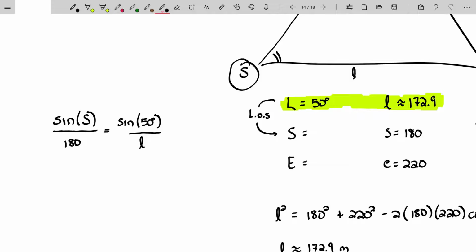I'll multiply both sides by 180 and take the sine inverse of both sides, and you get that S is equal to sine inverse of 180 sine of 50 degrees divided by lowercase l. Let's go ahead and see that in action.